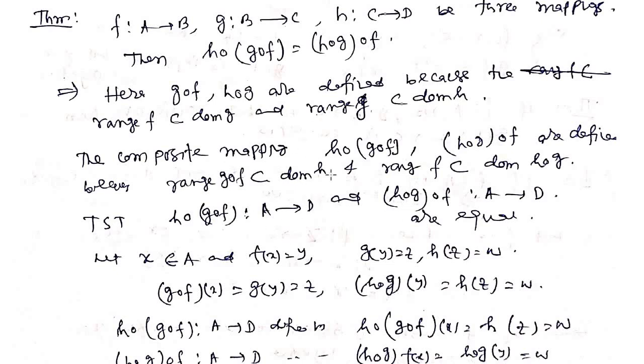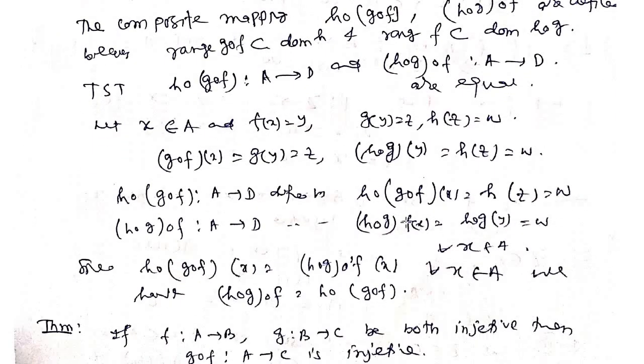We have proved the existence, but we have not proved the functional value. So we have to check whether it is true or not. So let x belong to A and f(x) equal to y, g(y) equal to z, h(z) equal to w. We have taken all these things. Now G compose F maps from where to where? A to C. So obviously the argument will be from A.